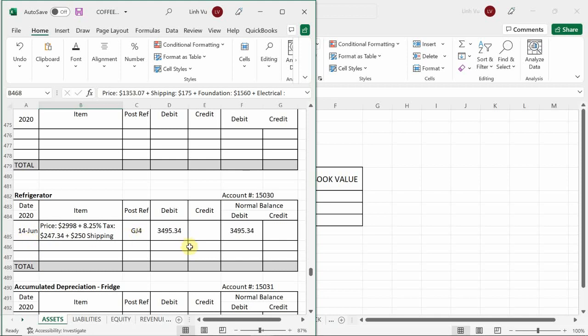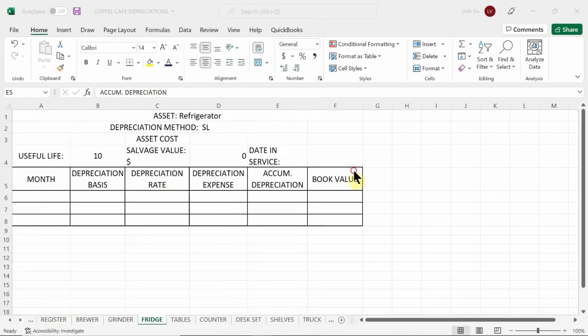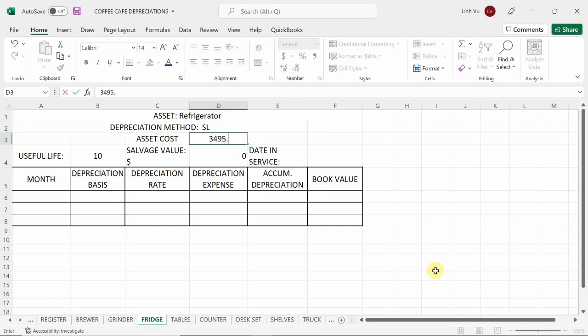Okay, that means we got to plug it in, right? And it was a total of $34.95 and 34 cents. Okay, so that's what it cost me. And we placed it in service on June 14. So that means, yes, we also need to depreciate it for the month of June.